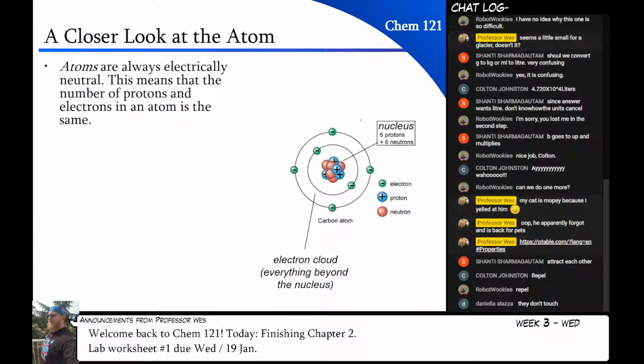I use the word stable there. I don't really want to use the word stable because not all atoms are stable. So in order for an atom to be defined as an atom, we'll say that. For atoms to be defined as atoms, they must be electrically neutral. So the number of protons and the number of electrons must be equal. But the number of neutrons can be any number it wants to because there is no charge involved. And we'll talk about that later when we talk about isotopes.